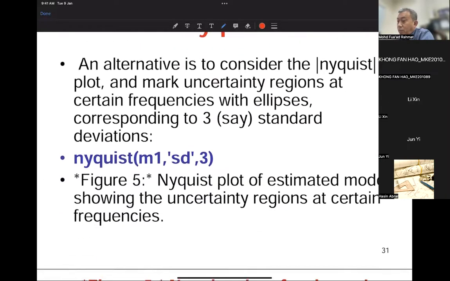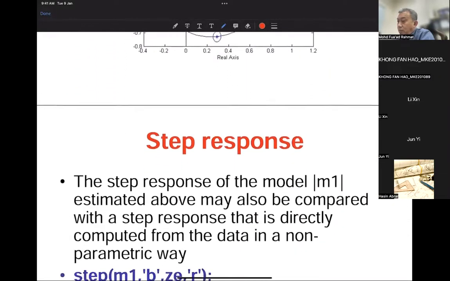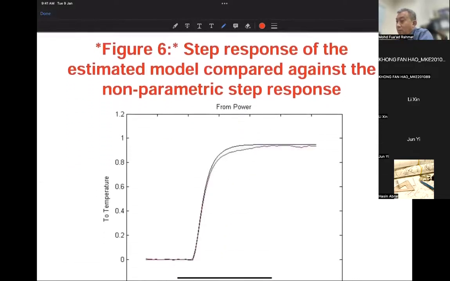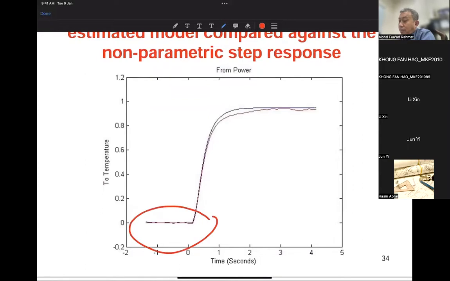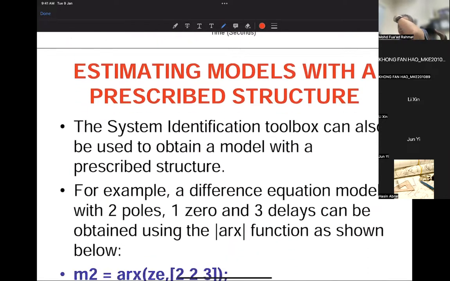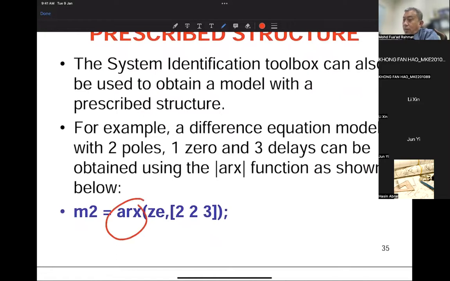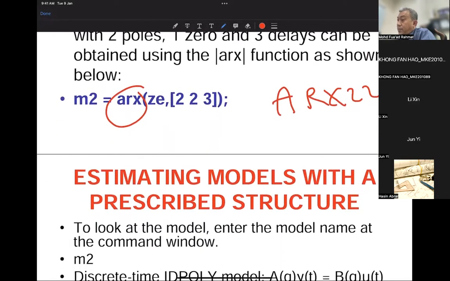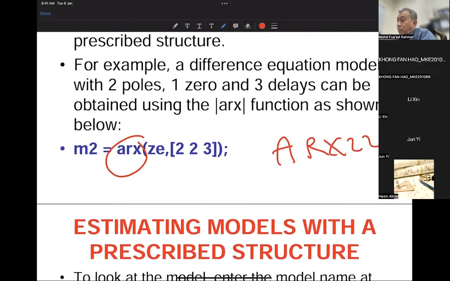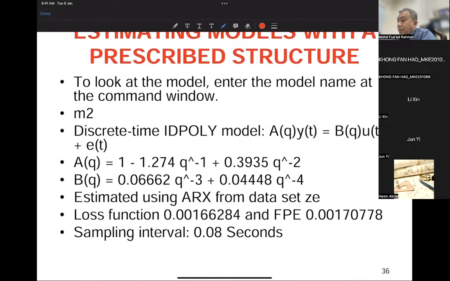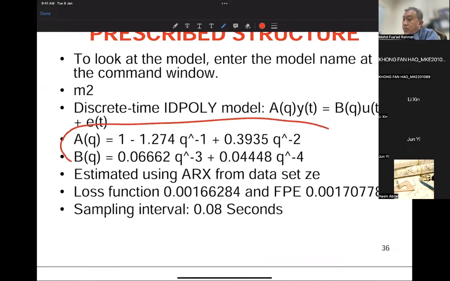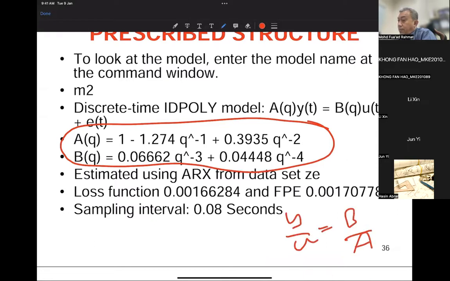Then we plot the Nyquist as well. So it shows that the system is a second order system, and then we give a step input. So it also shows we have a second order system with a time delay. A little bit of time delay, this one very small. Then we use the parametric approach, which is the ARX. So ARX 2, 2, 3. The model is 2, 2, 3, which is two poles, one zero, and the time delay is 3. So this is the discrete model of the ARX, which is Y over U is equal to B over A.